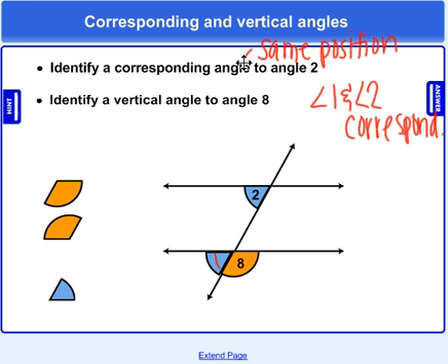Name a vertical angle to angle 8. Well, you know, vertical angles are across from each other and they are congruent. So if we're determining whether it's going to be a blue angle or an orange angle, we know it has to be orange because they're going to be the same. And the angle that's right across from it, okay, is this angle right here. I'm going to go ahead and name that angle 3. So angle 3 and angle 8 are vertical angles. Okay, so it's important that you understand that.